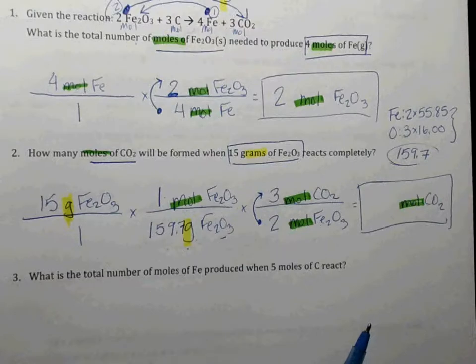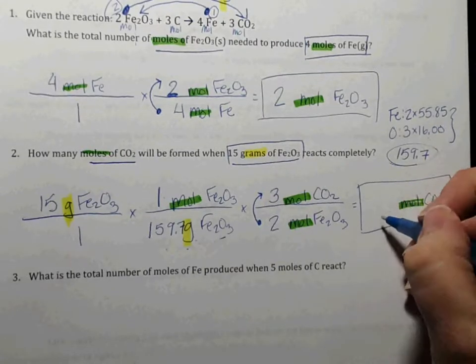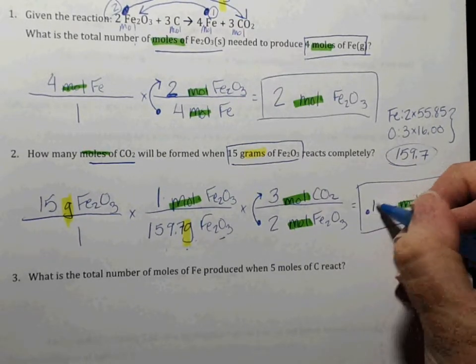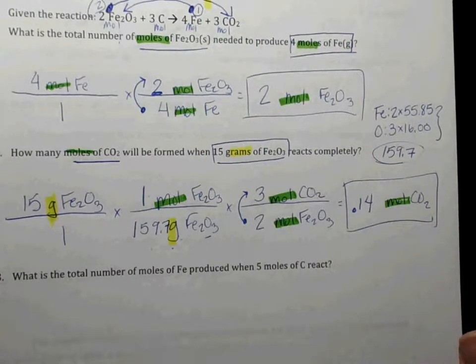And then, of course, we need to actually put this in our calculator. 15 times 3 divided by 159.7 divided by 2. Remember, anything on top you multiply, anything on bottom you divide. And you should get, it should round to 0.14 moles of CO2.